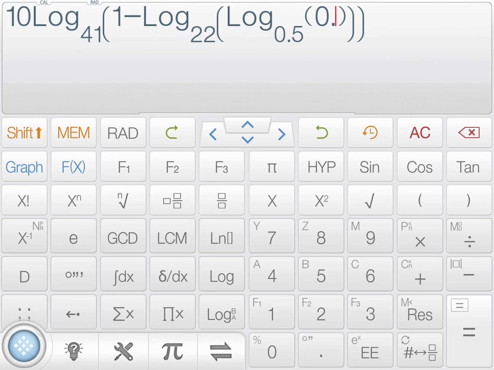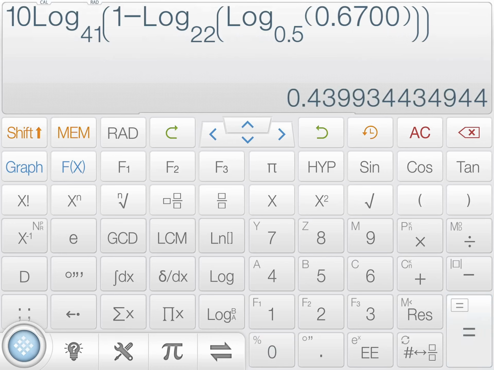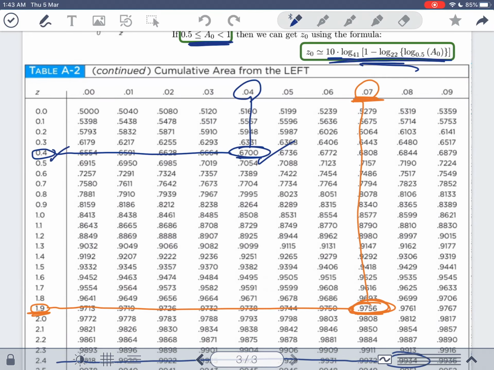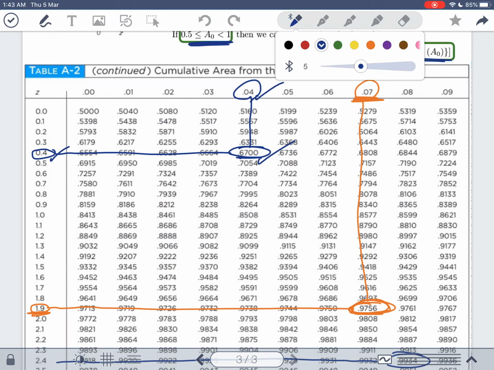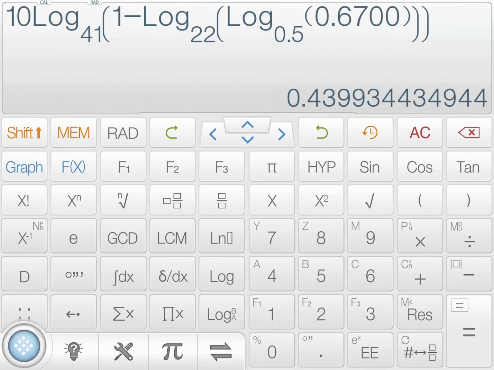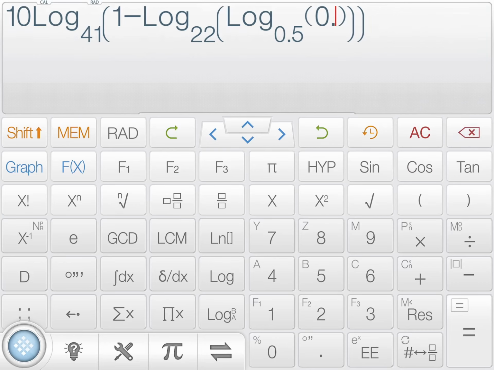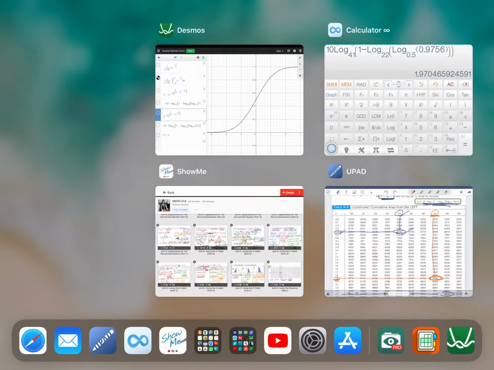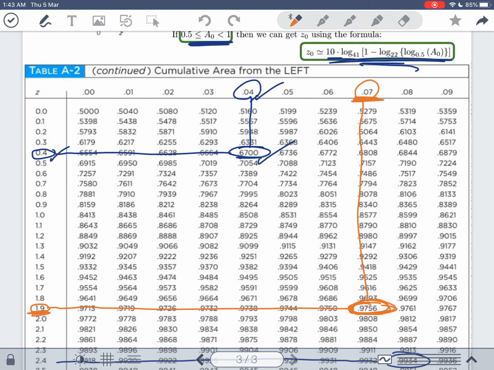Okay, and so 0.6700, it will agree, of course. So you get 0.44, as you can see, to 2 digits, which is 0.44, correct. Now let's do this one, 9756. So 9756. This is coming from 1.97. 1.97, as you can see.